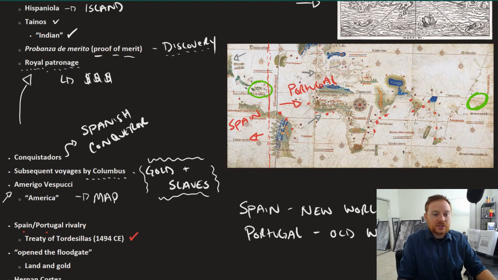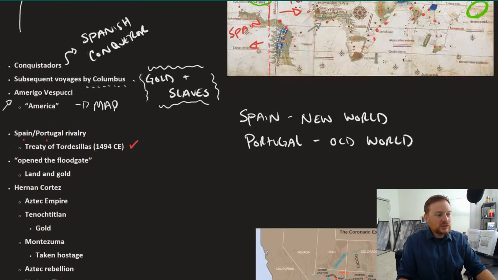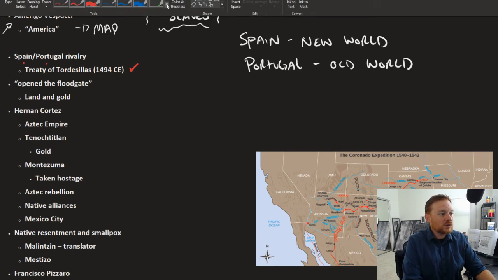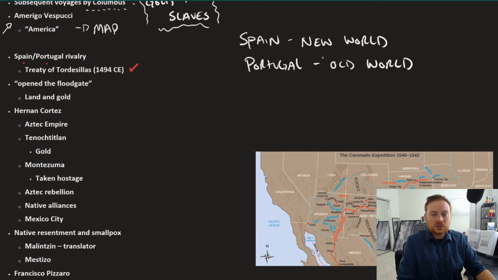So if you're curious as to why pretty much everywhere in Central and South America people speak Spanish, but in Brazil they speak Portuguese, it's because of this treaty that was created 500 years ago. Pretty crazy to think how something 500 years ago continues to have an impact on our world today.